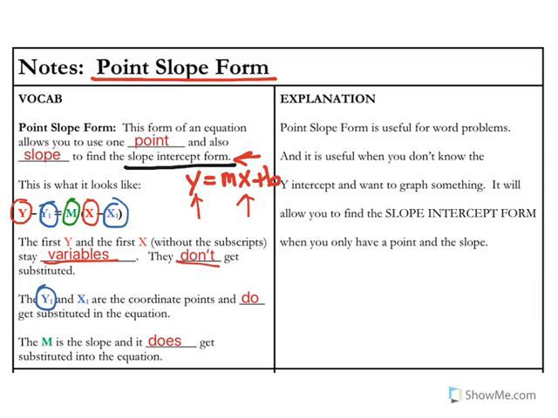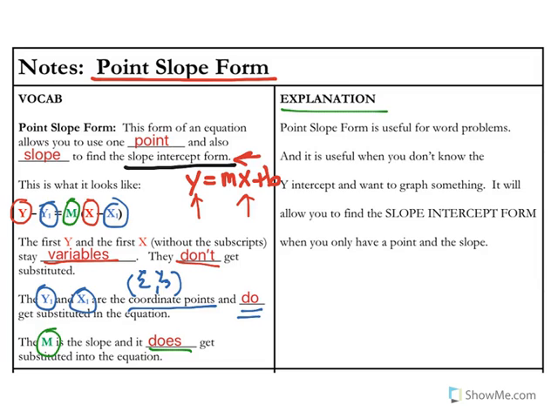The y1 and the x1 are the coordinate points, and they do get substituted. If you had a point of 2, 3, this would be your y, this would be your x, and you substitute them in. And the m is the slope, and it does also get substituted into the equation.